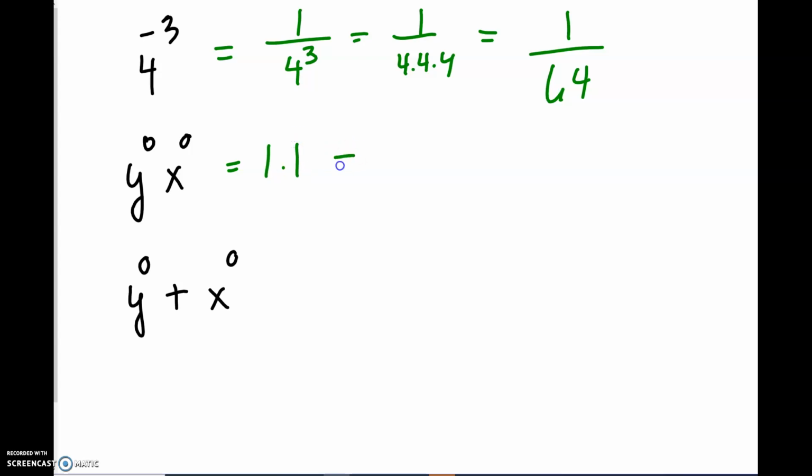All right, y to the 0 would be 1. X to the 0 is 1. 1 times 1 is 1. Y to the 0 is 1 plus x to the 0 is 1. So this answer is 2.